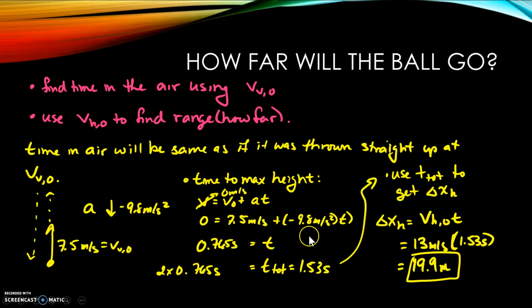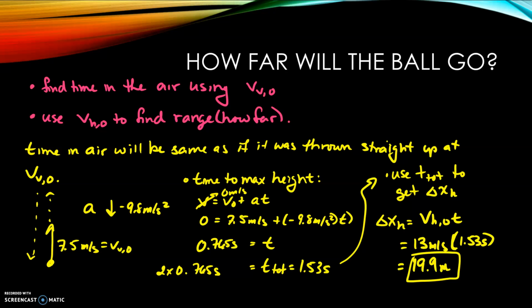Then, once we know the total time in the air, we can go back to our non-accelerated horizontal distance equation, and we can say that, okay, my horizontal velocity, which remember is 13, it's just that horizontal part of the velocity, is 13 times the total time in the air, 1.53 seconds. I'm going to get 19.9 meters, or about 20 meters altogether. Okay, so that's how we do that.